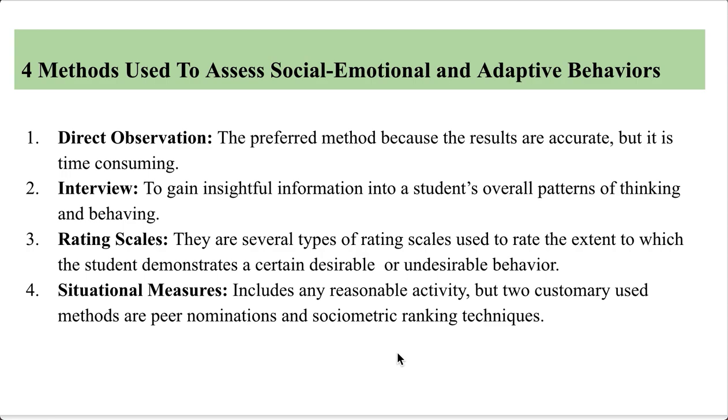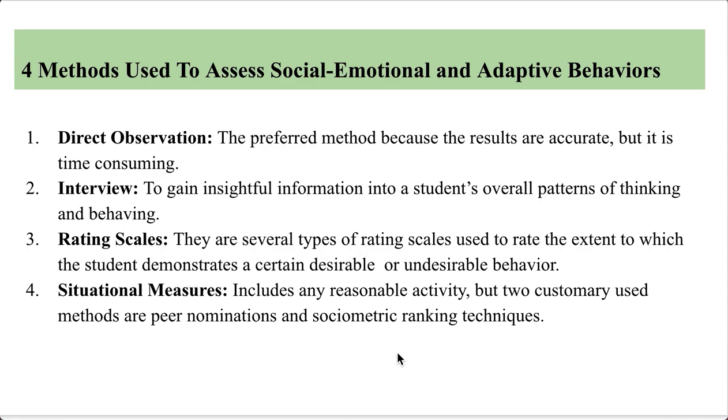Now, direct observation is the preferred method because the results are accurate, but it is very, very time consuming. Therefore, it's much wiser to combine all 4 methods to make it more effective. So you would incorporate the interview section, the rating scale section, and the situational measures with a direct observation.